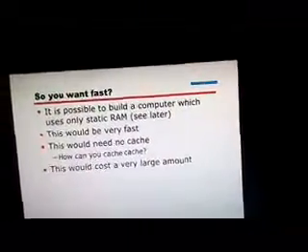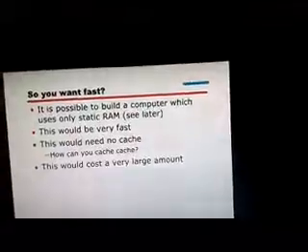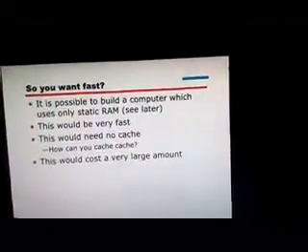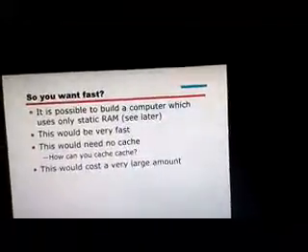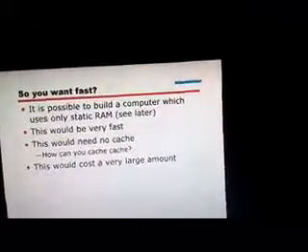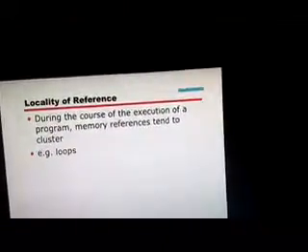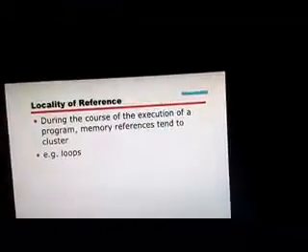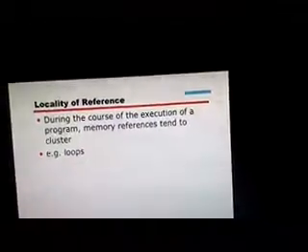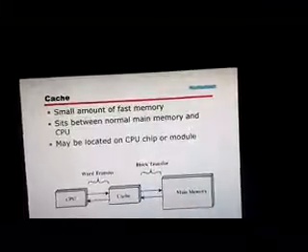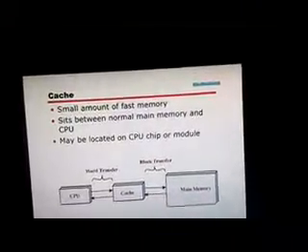So you want fast? It is possible to build a computer which uses only static RAM. This would be very fast. This would need no cache. But this would cost a very large amount. Locality of reference: during the course of the execution of a program, memory references tend to cluster, e.g. loops. Cache: a small amount of fast memory sits between normal main memory and CPU.